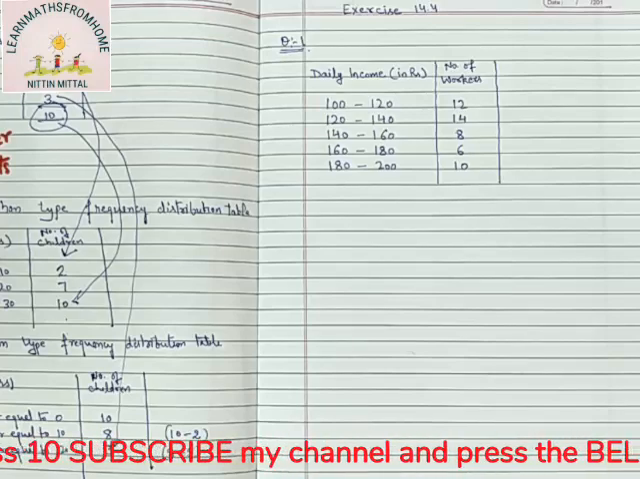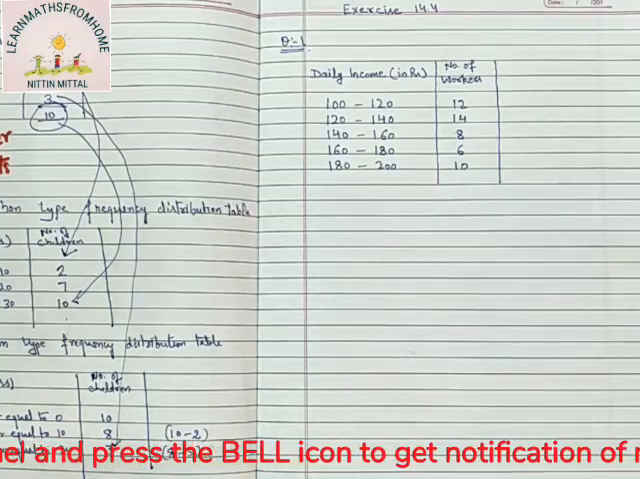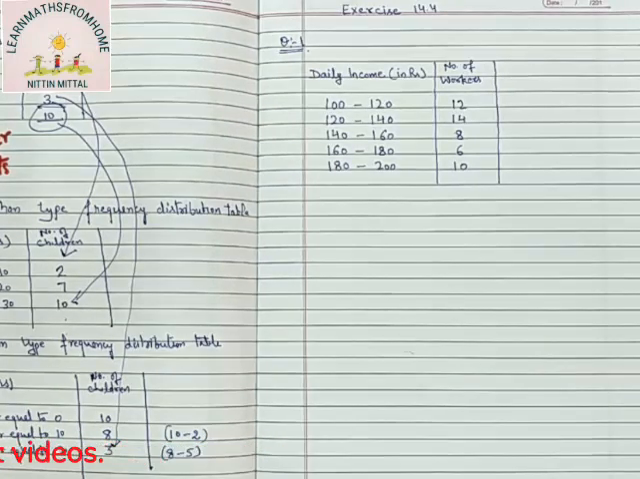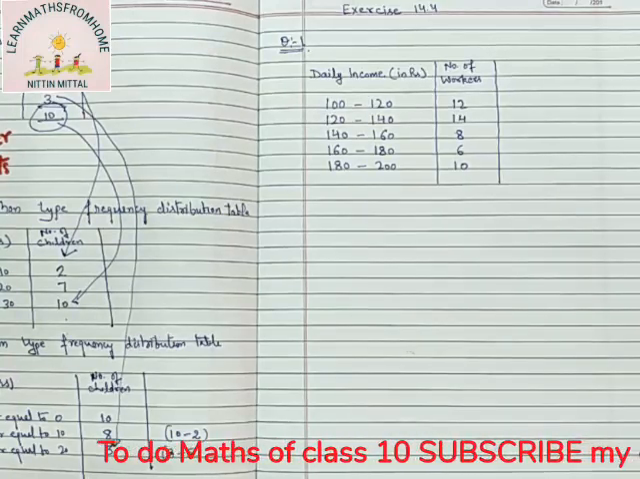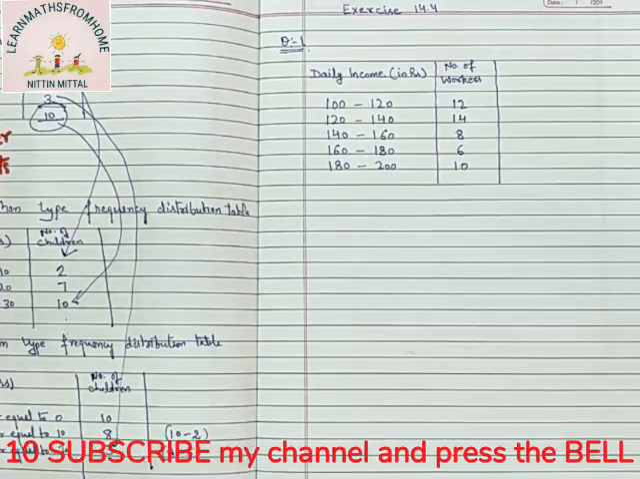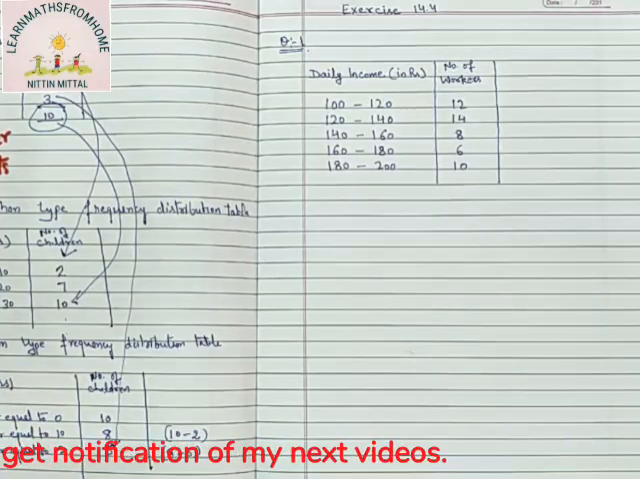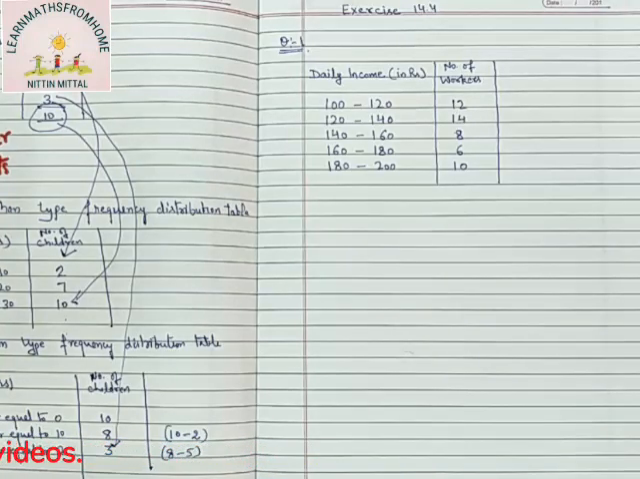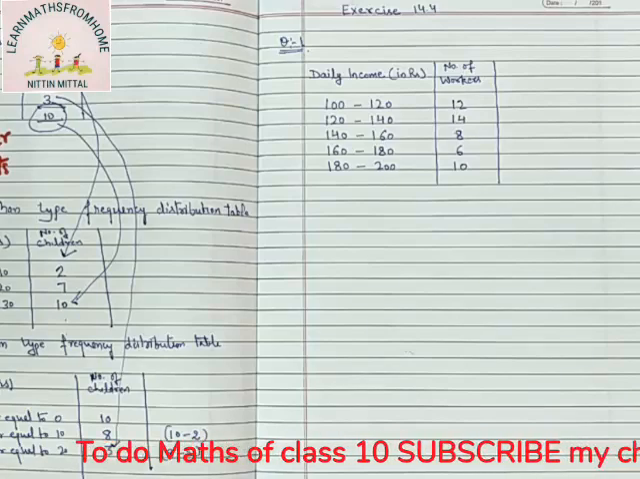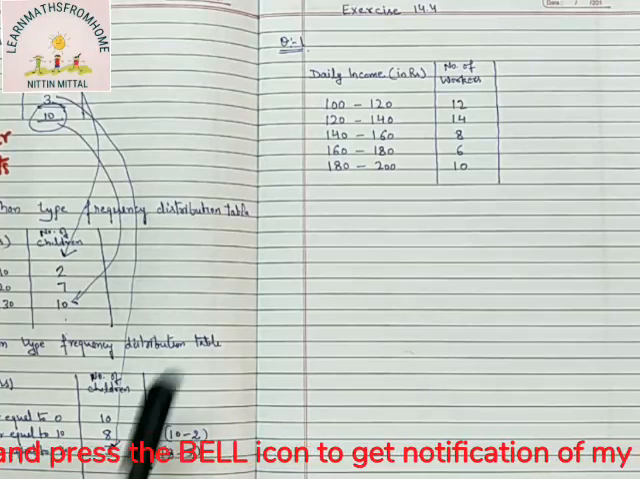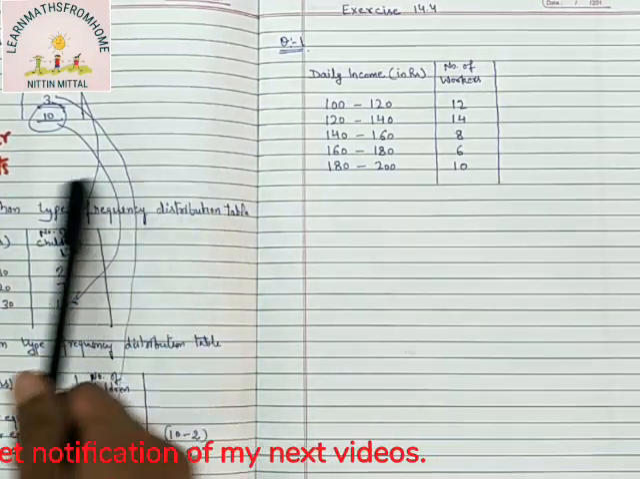So the question is in front of you. We are given the daily income of 50 workers of a factory and we are asked to convert the distribution above to a less than type cumulative frequency distribution and draw its ogive. So let us start. We are asked to convert it into a less than type frequency distribution table, which we have already learned how to do.